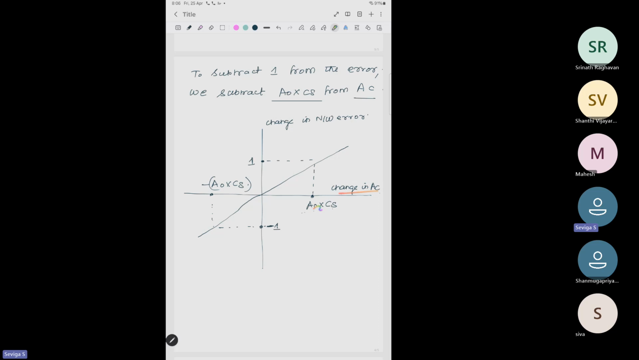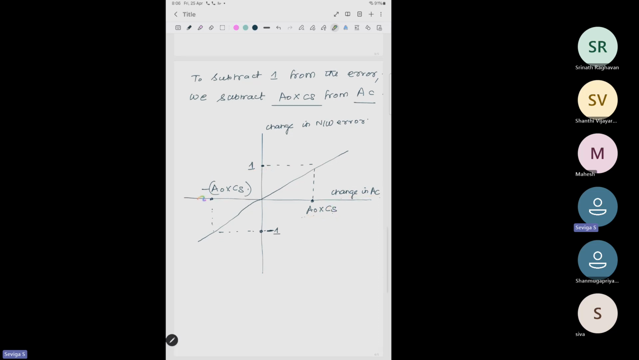So if the change in the weight is A naught into AC, the change in the network error will be 1. If the change in the weight is minus A naught into AC, then the change in the network error is minus 1.